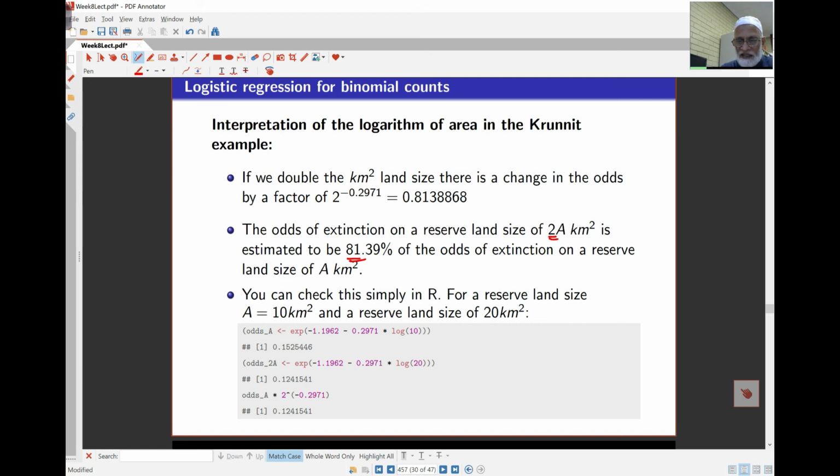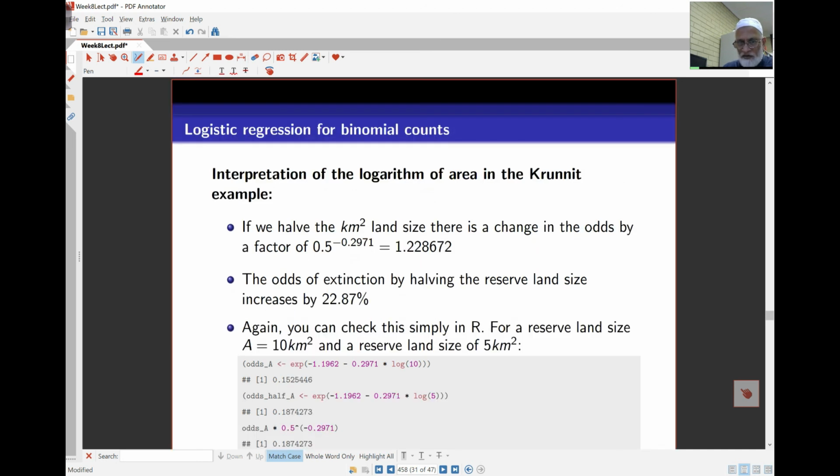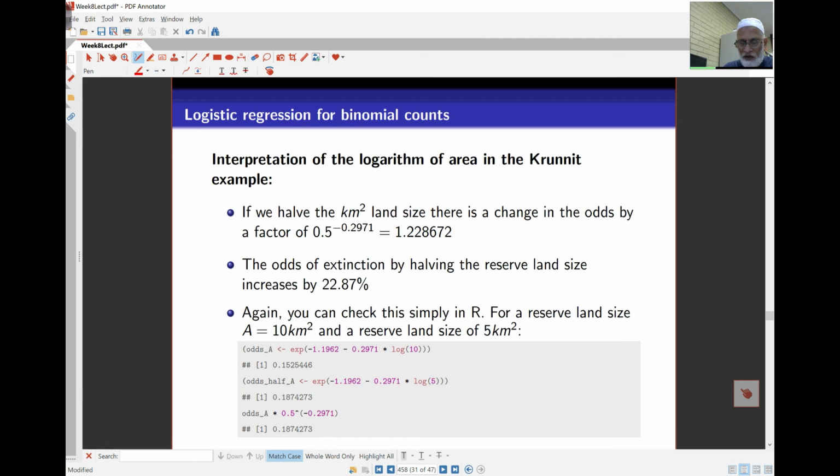All I've done is the calculations from A equals 10 square kilometers to A equals 20 square kilometers. That's what I've said over here. The ratio is going to be, as I've said, the odds of A in both of these cases. You'll find the ratio of those two numbers comes to what I've said it comes to. If you halve, it goes the other way.